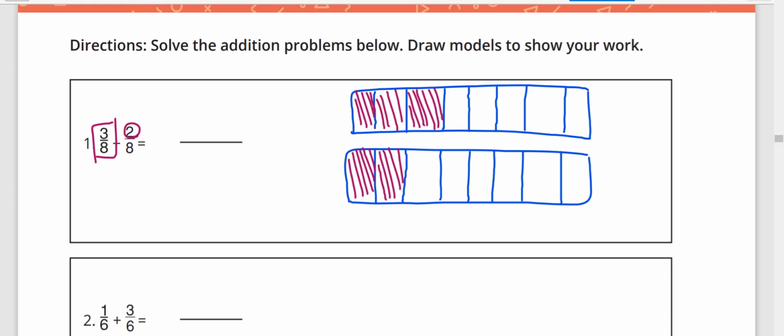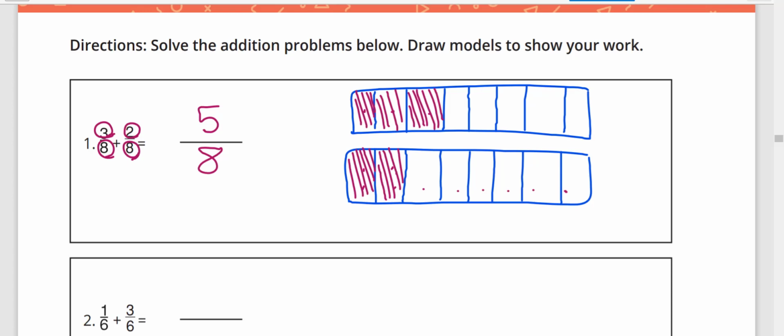How many all parts in any model? Count 1, 2, 3, 4, 5, 6, 7, 8. The same number in the denominator. So write 8 in the denominator. And we add the two numbers in the numerator. 3 plus 2 equals 5. Count 1, 2, 3, 4, 5.